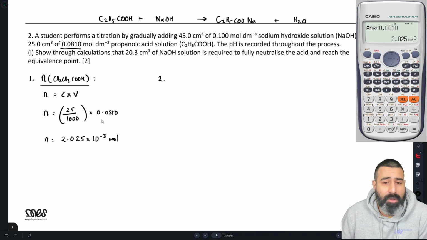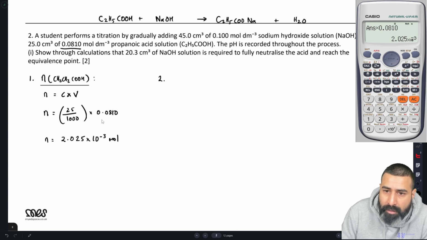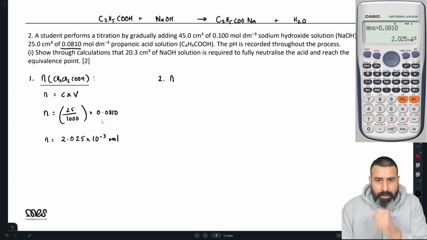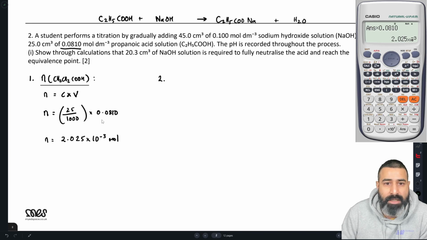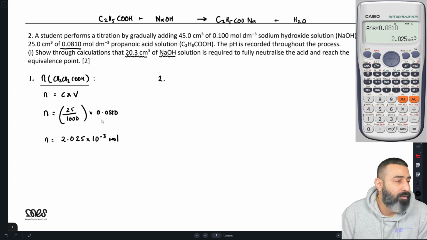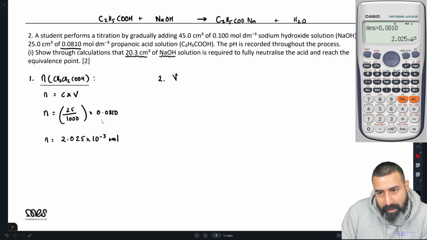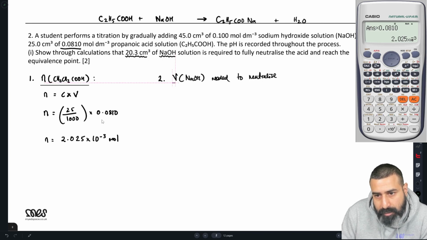So if we've got that number of moles of acid in the conical flask, that's clearly the number of moles of sodium hydroxide we need to fully neutralize the acid. So where we're going to go next is we need to show that we need this volume of sodium hydroxide. So let's work out the volume of NaOH needed to neutralize, and let's go from there.